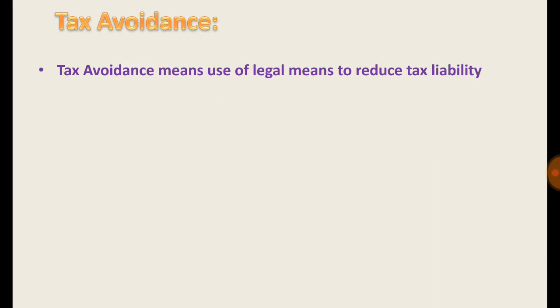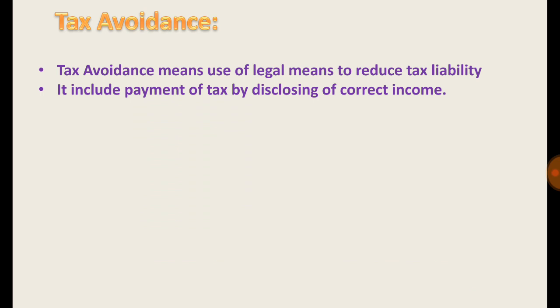Now friends, we must understand what is concept of tax avoidance. Friends, the tax avoidance means use of legal means to reduce the tax liability. See, the difference is between what the nature of activity, legal or illegal. If it is illegal, that is tax evasion. If it is legal, this is avoidance. So the tax avoidance is use of legal means to reduce the tax liability, and it includes the payment of tax by disclosing correct income.